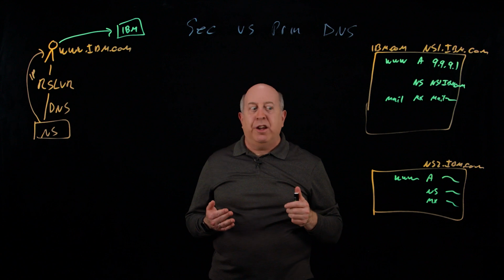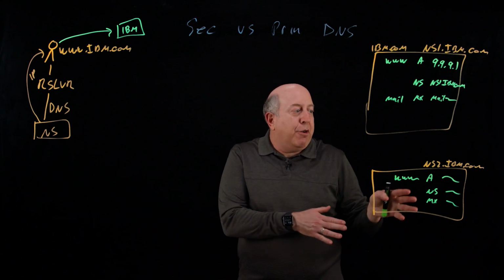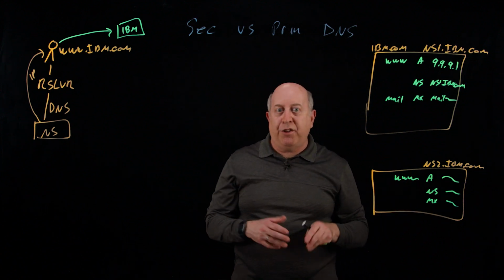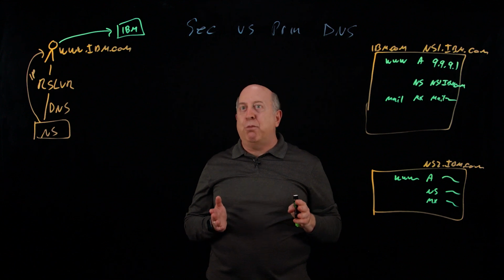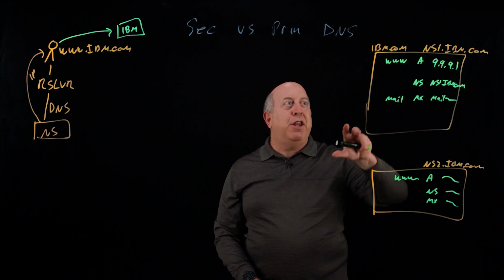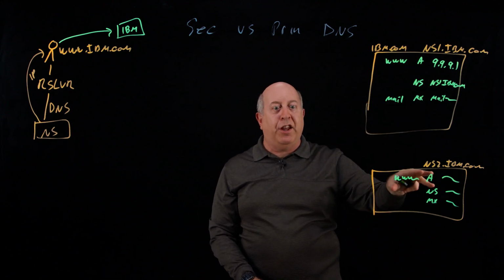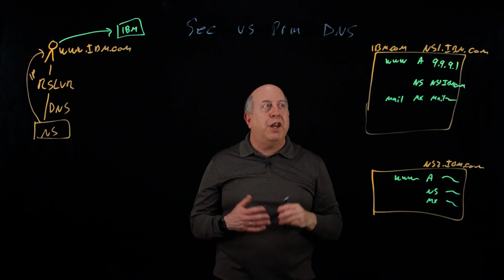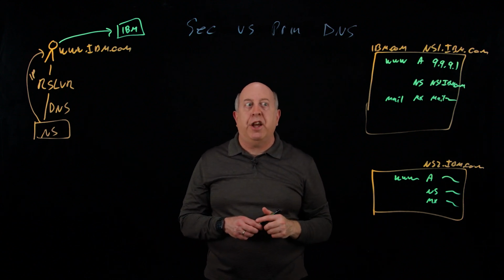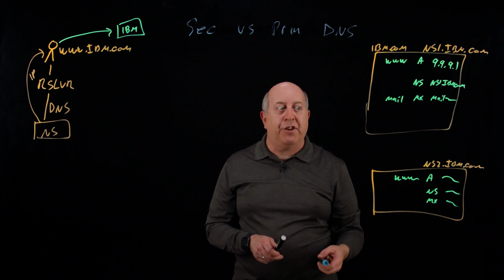Now you could imagine, now I want to make a third copy, and I could go and make a third copy of this. If I do it manually, that's a pain. And there's going to be a delay between me going in and configuring the first server to the second server to the third server. And so I need a way to do this automatically. And that's where primary versus secondary DNS comes in.